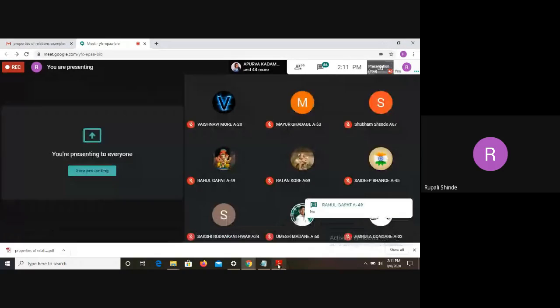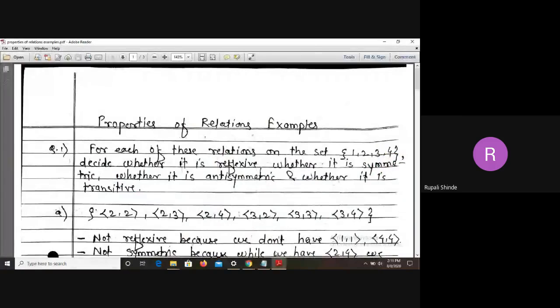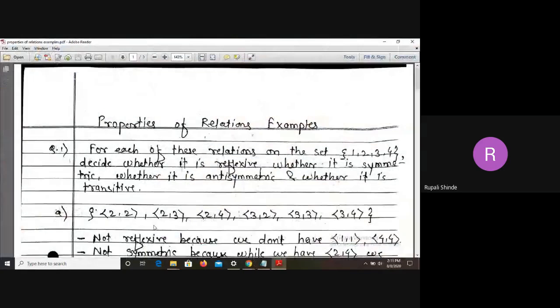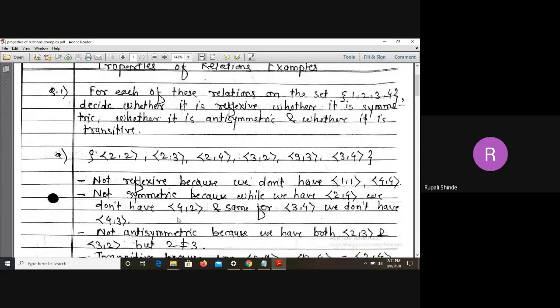Not transitive. Why? Because if you consider ordered pairs like (2,3) and (3,2), the 3s will get cancelled and you will get (2,2), which is present here. Yes, madam, it is transitive. We have to check for all such ordered pairs, and for every pair of ordered pairs, if it satisfies the transitive property, then only we can say that it is transitive.